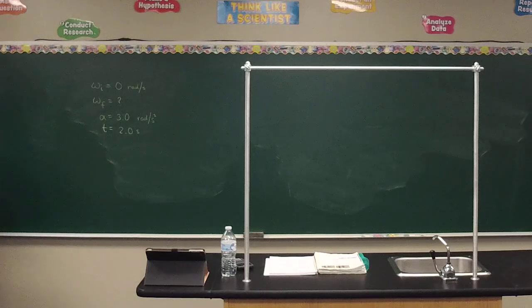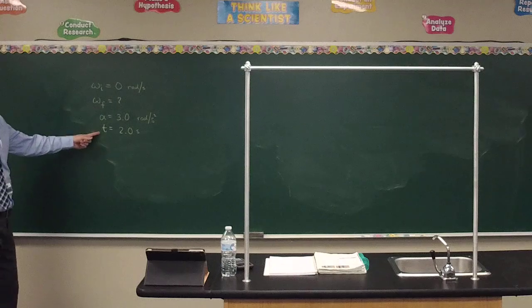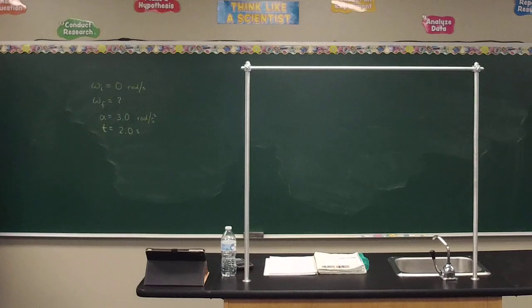And then ask yourself, what equation has these 4 things in it? And which one does? ω_i squared equals... No, that's ω_f squared equals ω_i squared plus 2αΔθ, not 2αt. It's a much easier equation.